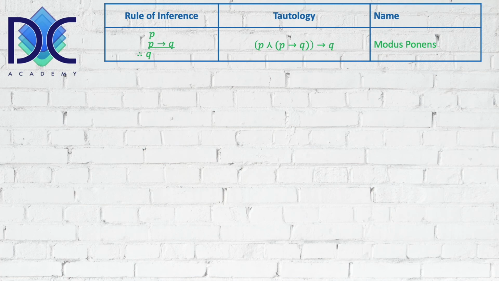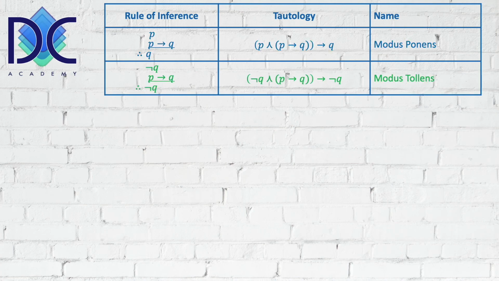First of all, we have the modus ponens: P, then P implies Q, therefore Q. And this is the modus ponens that we looked at in the previous case. We also have the modus tollens. Here we have the negations: not Q, and P implies Q, therefore not P. So we can have the tautology where we have not Q and P implies Q, therefore it implies not P.